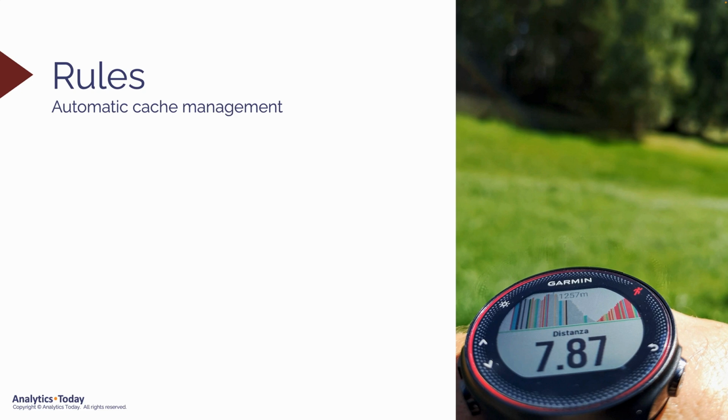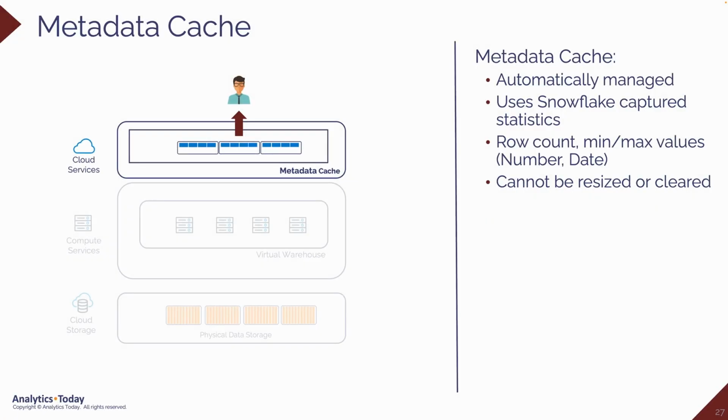The rules in terms of how these caches are maintained: the metadata cache is automatically maintained. Effectively, as data is loaded into Snowflake, the statistics are automatically captured. You don't need to capture table statistics at all. We're keeping the row count, min-max values of numbers, dates, characters, that kind of thing. But you can't resize or clear the cache. The metadata cache is always going to be there as long as the data is in there.